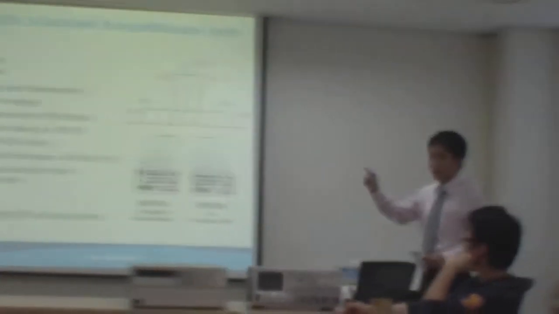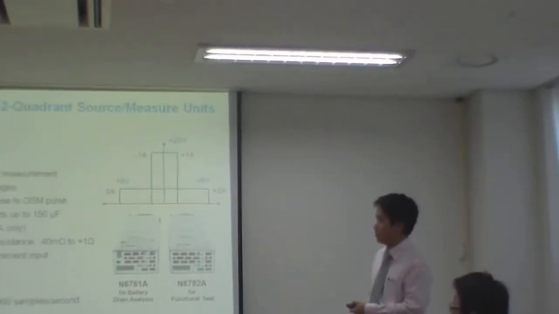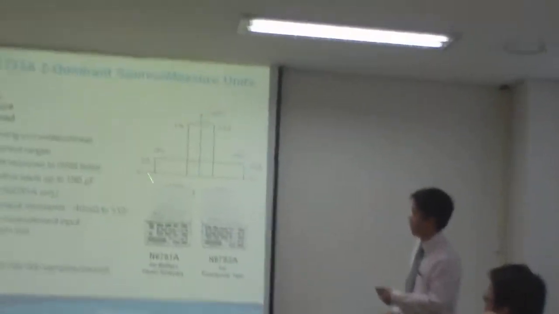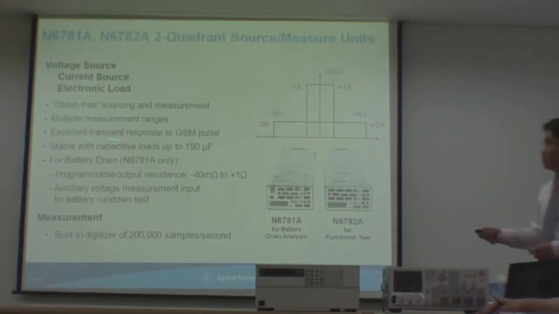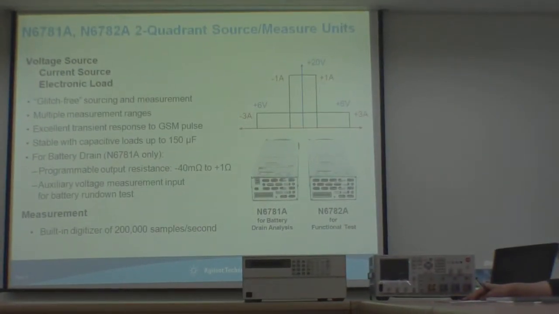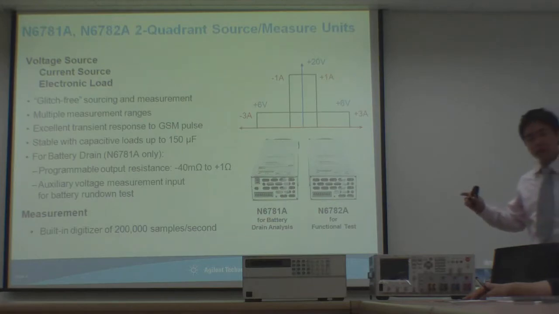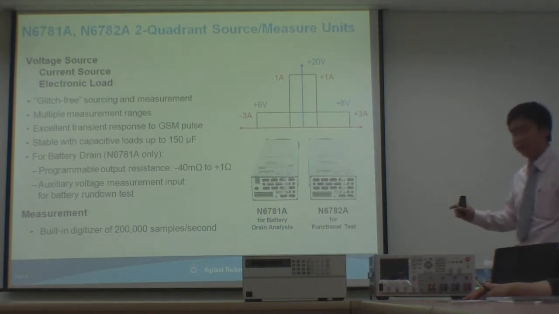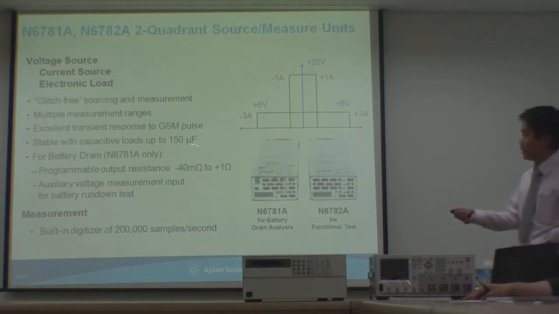So it's a voltage source, a current source, and it's also an electronic load. And the electronic load feature is actually in quadrant number 2. It also has something called glitch-free sourcing and measurement, which means the output and the measurement systems are independent of each other. So what happens on one does not affect what happens on the other. And it also has output transient response, which has a pulse.